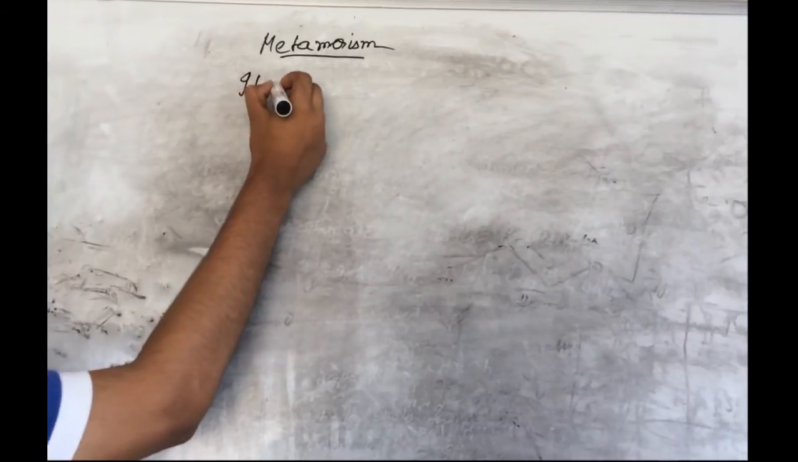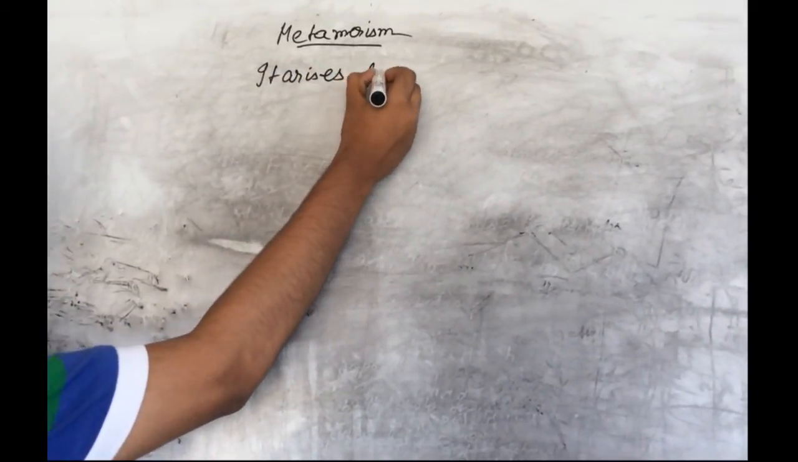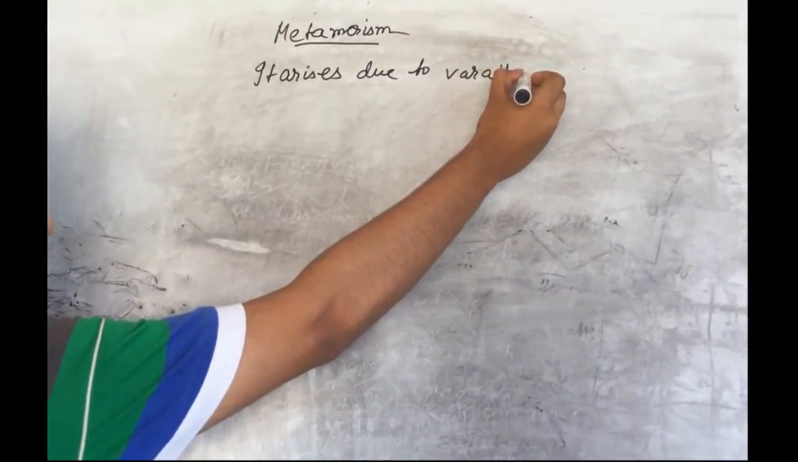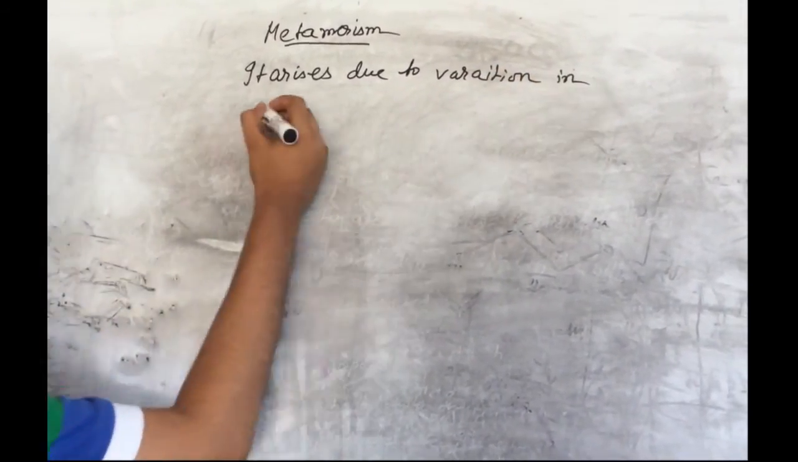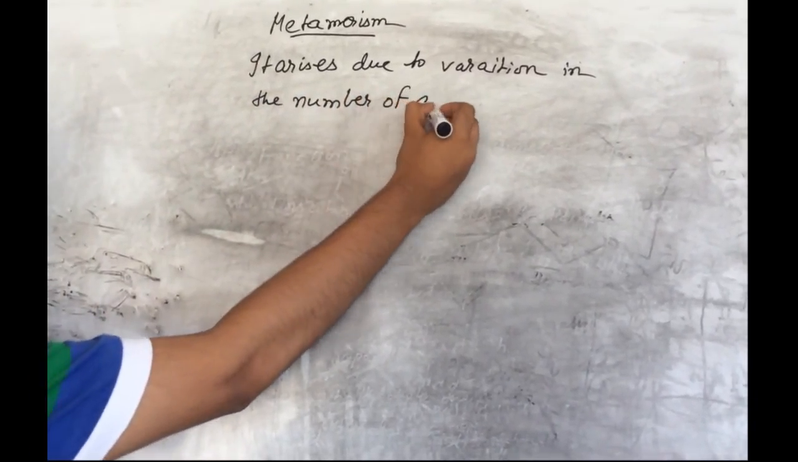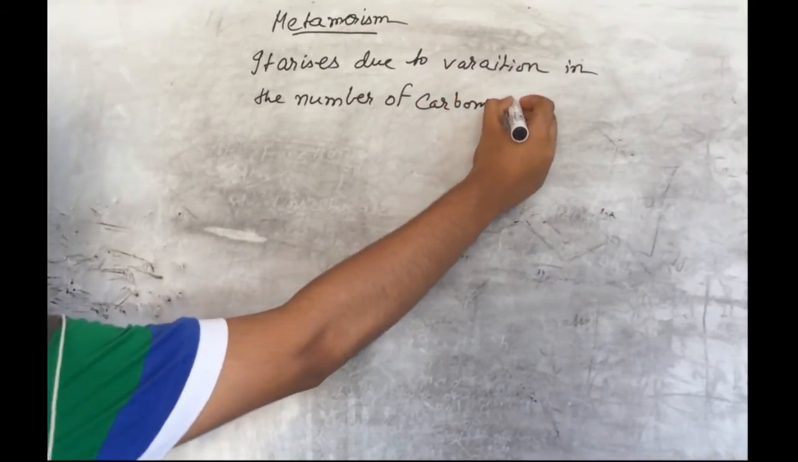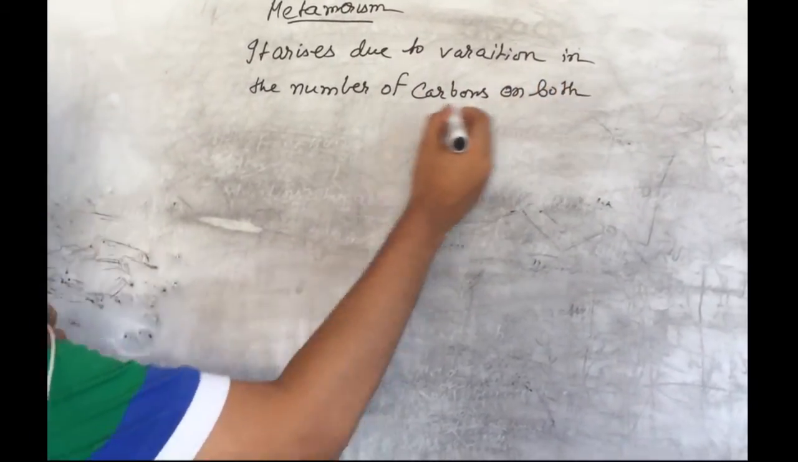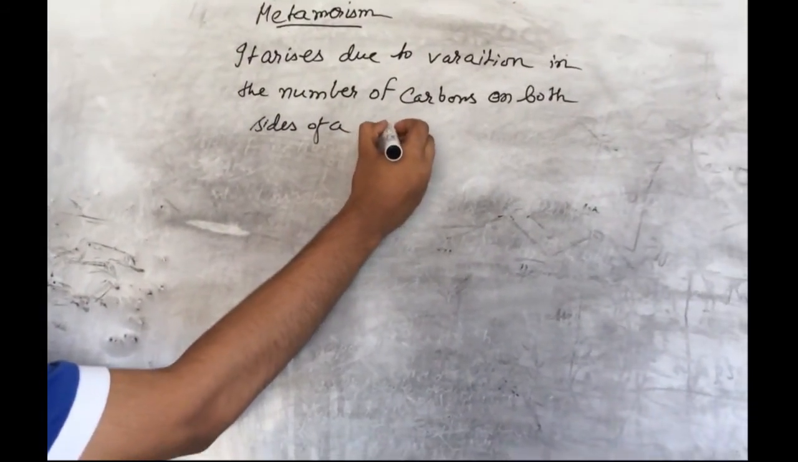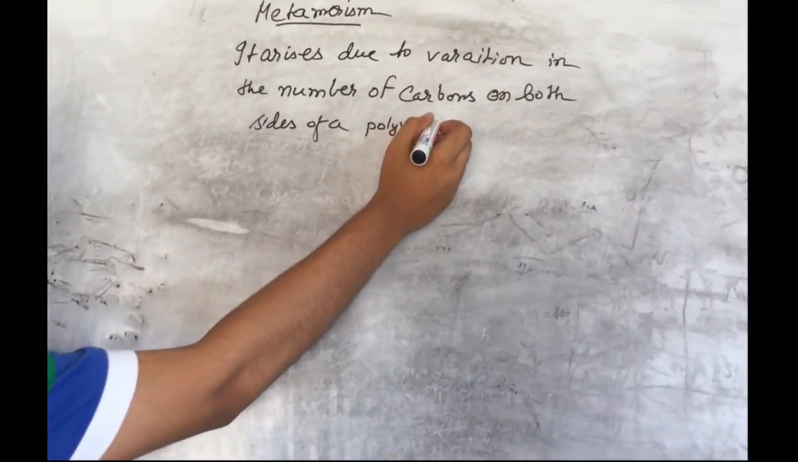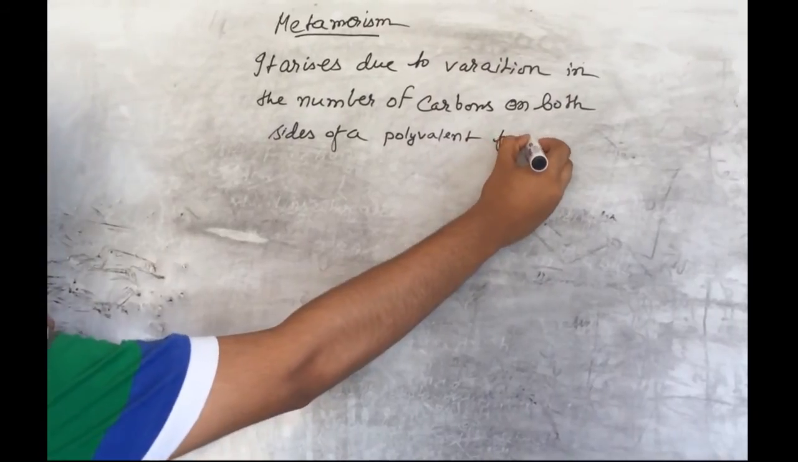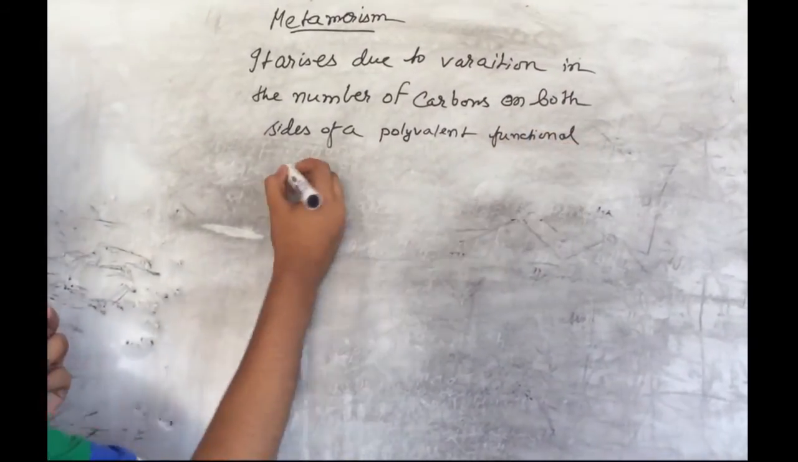So it arises due to variation in the number of carbons on both sides of a polyvalent functional group.